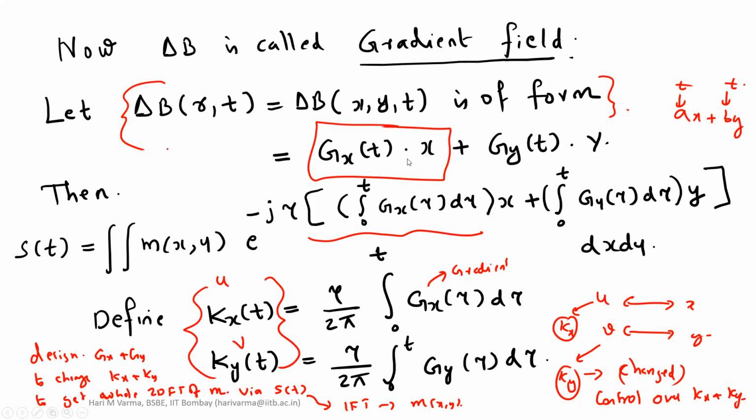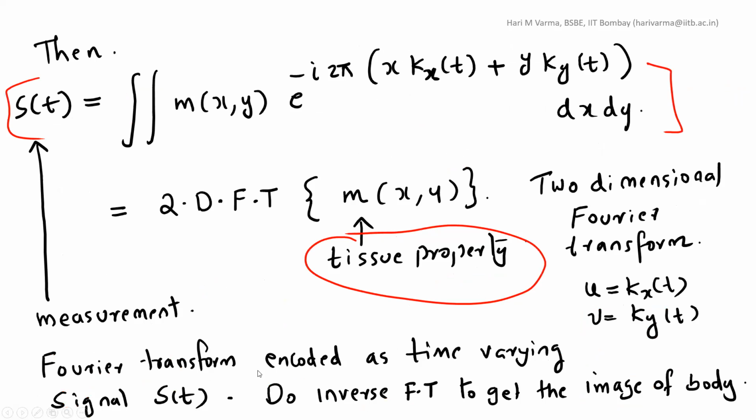If I write delta B of r, t of this form, then I can substitute it back into my equation, and I can redefine gamma times the integral 0 to t of Gx of t d tau as Kx of t, and similarly for Gy of t as Ky of t. So if I consider these two, then you can see that this is nothing but the integral of m of xy e raised to minus 2 pi j (x kx plus y ky) dx dy. Now what is this? It's a 2D Fourier transform of your magnetization. That means the 2D Fourier transform of your tissue property. So essentially what you have achieved here is that we were able to get my signal S of t as a 2D Fourier transform of your object function, the tissue property.